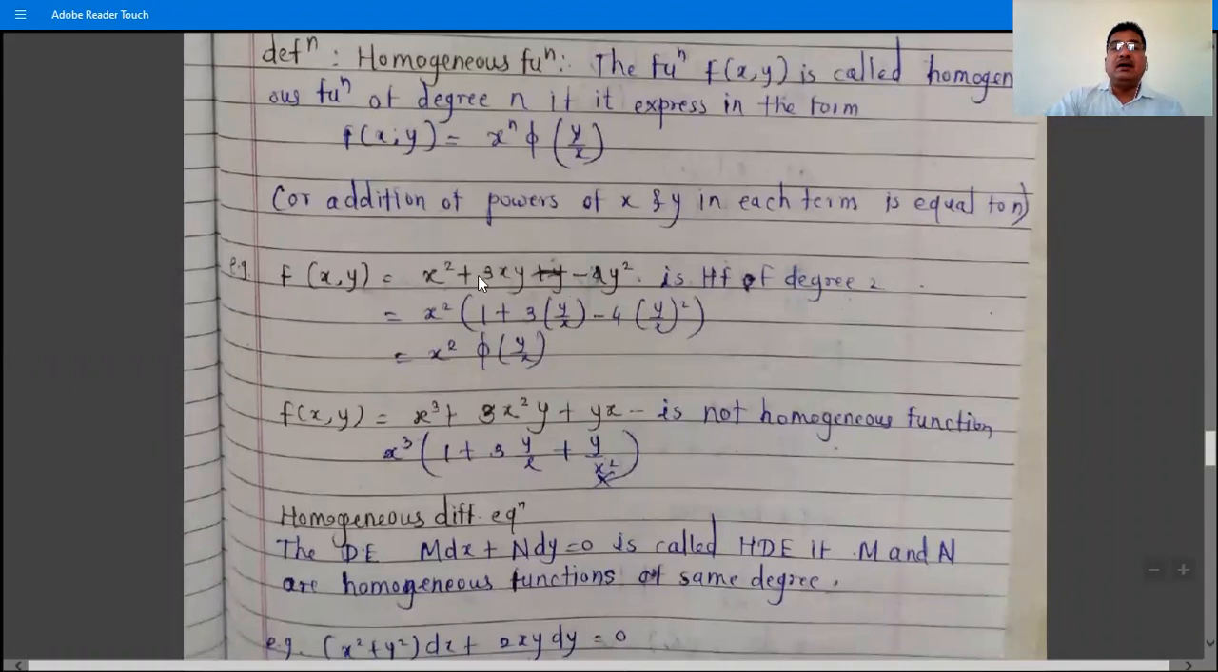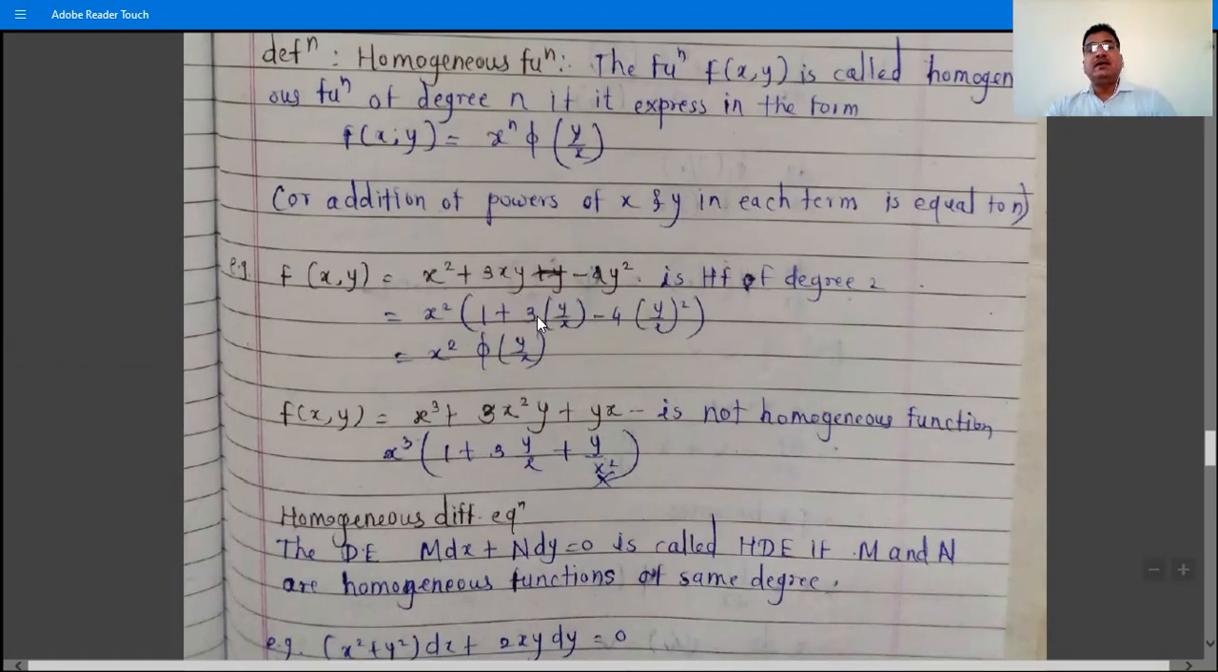Or we can also verify this using definition number 1. If you take x² common from these three terms, dividing each term by x², what do we have? 1 + 3(y/x) − 4(y/x)², that is, y²/x². And this bracket is a function of y/x.